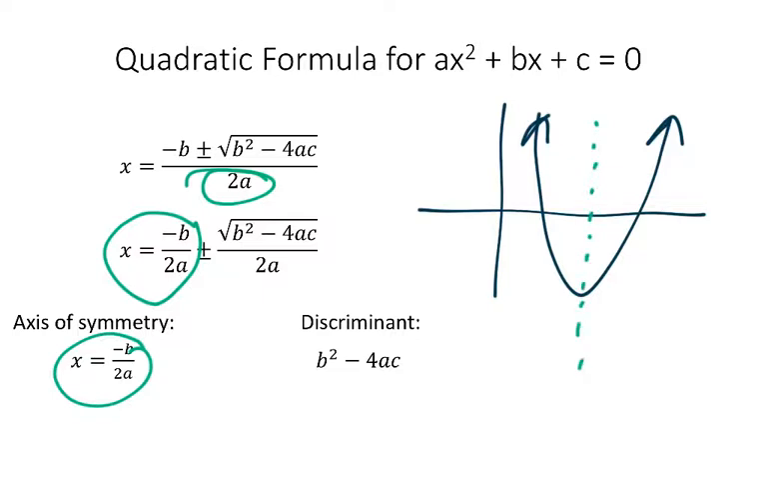And then this piece of the quadratic formula is telling you the distance between that axis of symmetry and the x-intercepts on either side of it. They're on equal and opposite sides, so one is plus that amount, one is minus this square root of b squared minus 4ac over 2a. It's this amount right here.